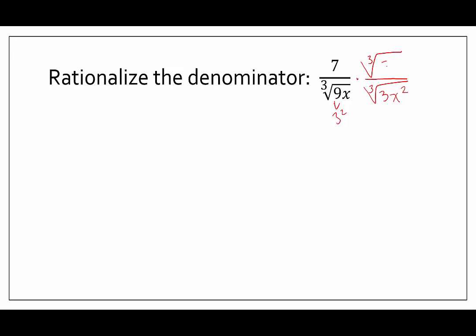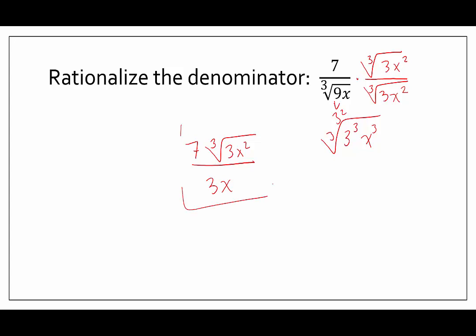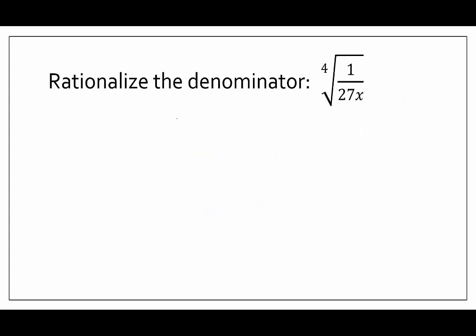I'm going to do the same thing in the numerator, multiply by the cube root of 3x squared. And this will give me 7 times the cube root of 3x squared divided by, and then down here, let's be really careful. So 9 was 3 squared. We multiplied another factor of 3. So we end up with 3 cubed under that radicand and x cubed. And both of those exponents will cancel with the index, leaving us with 3x. We can't simplify 7 and 3, so that would be our final simplified rationalized denominator answer.